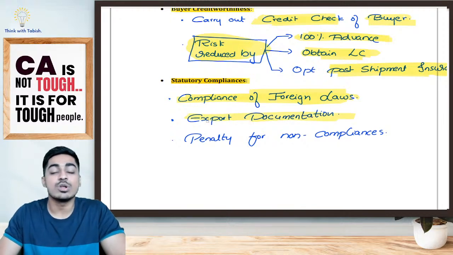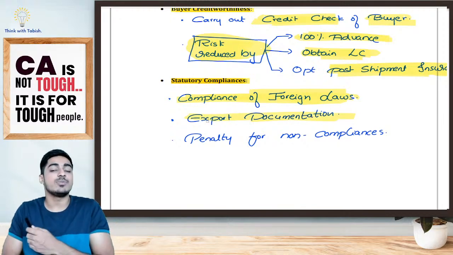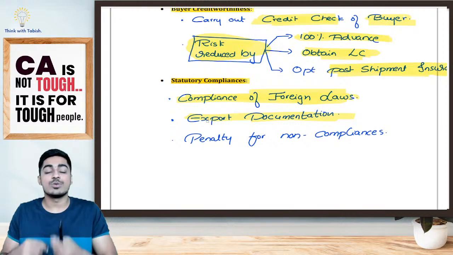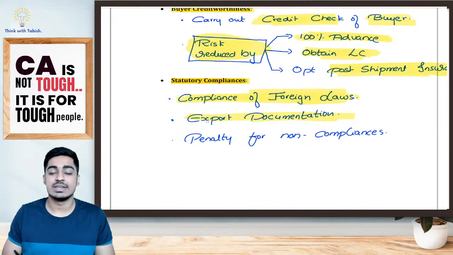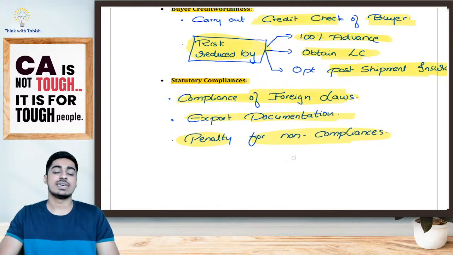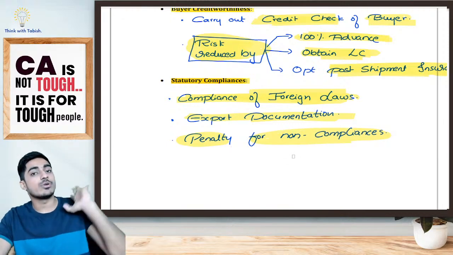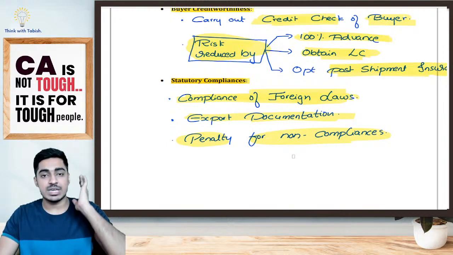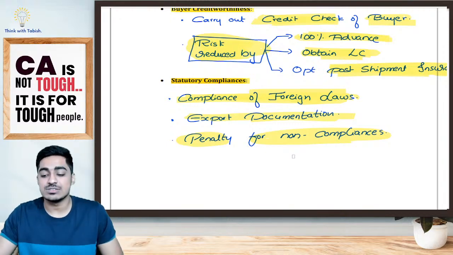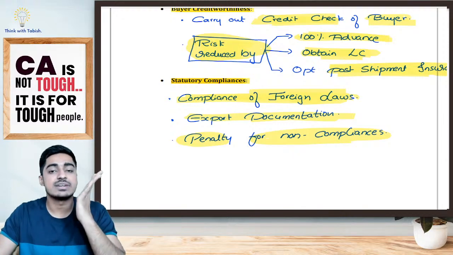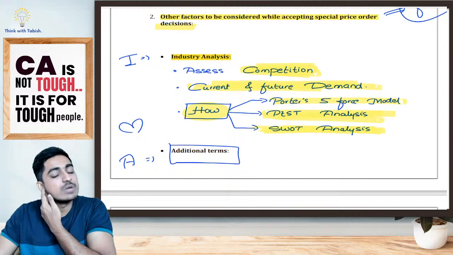Export documentation. What all export are we doing? Complete documentation has to be maintained, the complete flow, so that if at any particular point of time there is any complication, we have the complete documentation telling what we have done, how we have done, at what price we have done. And again, we need to keep in mind how much is the penalty for non-compliance. If we have not complied with any rule abroad, how much penalty will be incurred? All these factors should be kept in mind before accepting a special price order. We should not randomly accept the special price order just based on financial factors. These non-financial factors also have to be kept in mind.